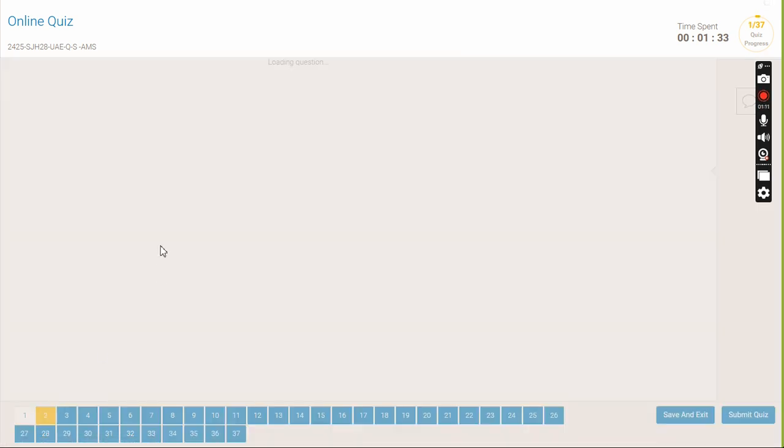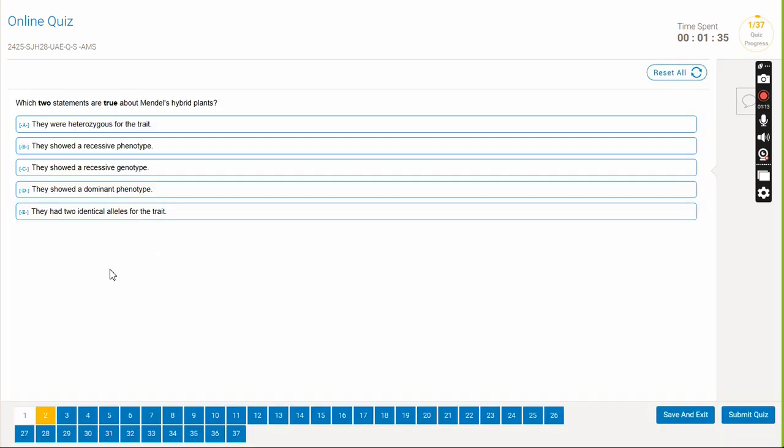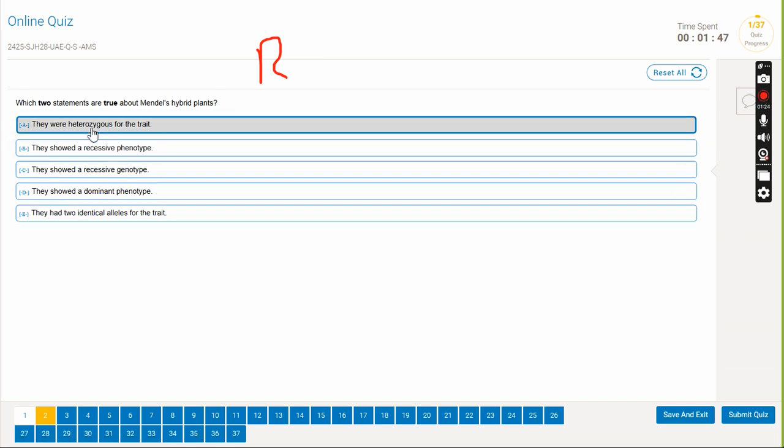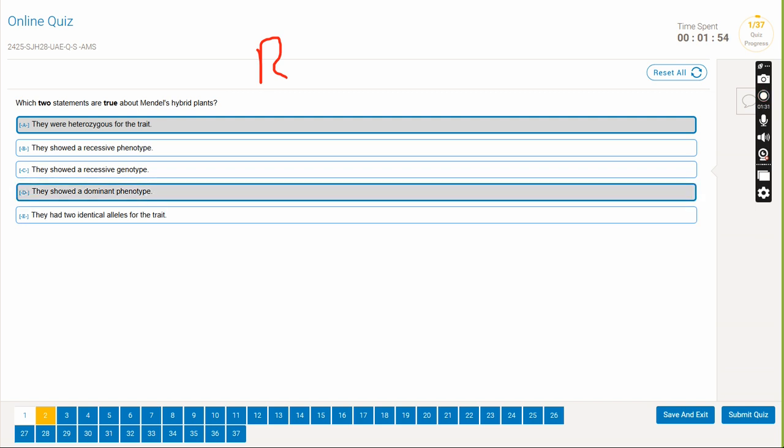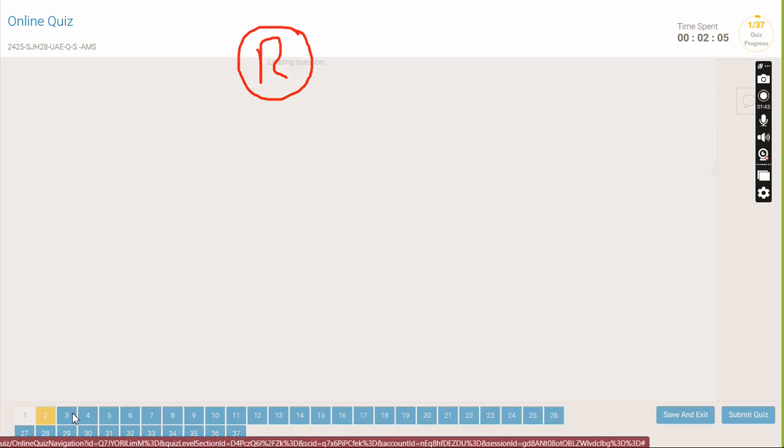Okay. The next one: which two statements are true about Mendel's hybrid plants? Now remember about the hybrid plants. Hybrid plants are a combination of a dominant genotype and a recessive genotype, so they are heterozygous for the trait. And what is the other one? What do they show? They show all of the dominant phenotype, right? Because even though they're hybrid, they still have the dominant, and once you have even a single dominant allele, you will show the dominant phenotype. So they're heterozygous for a trait and show the dominant phenotype.